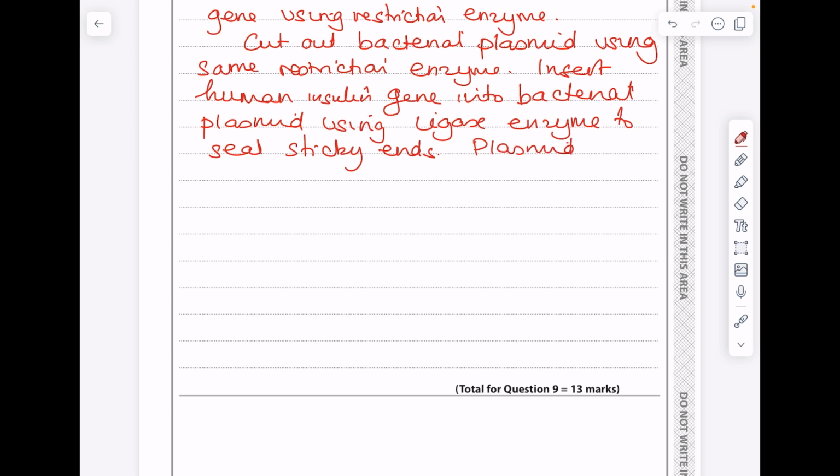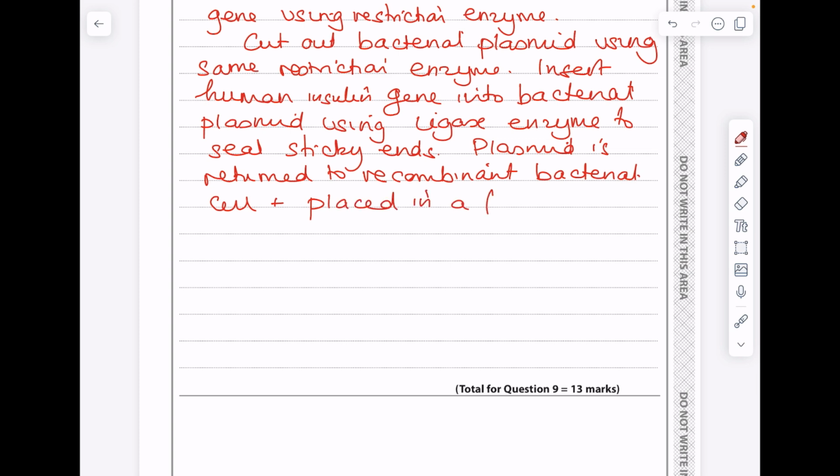Plasmid is returned to the recombinant bacterial cell and placed in a fermenter where the bacteria multiply.